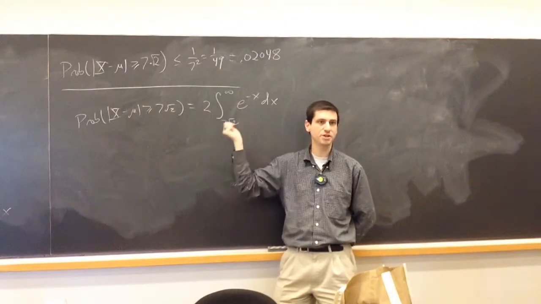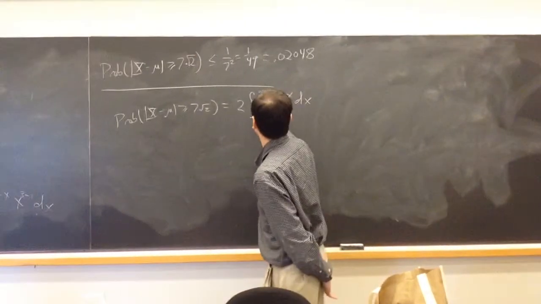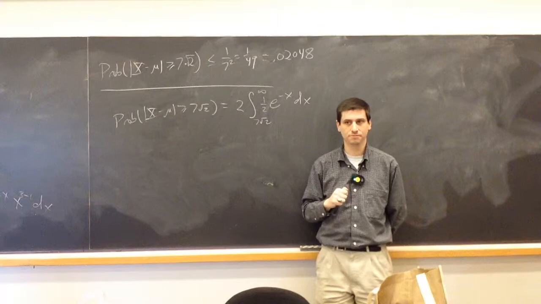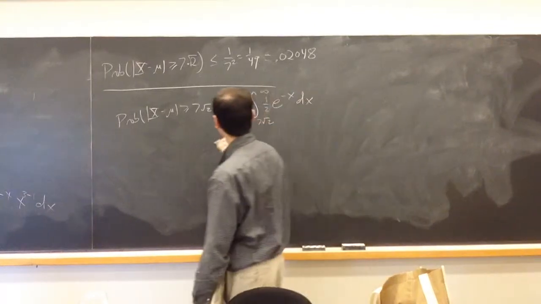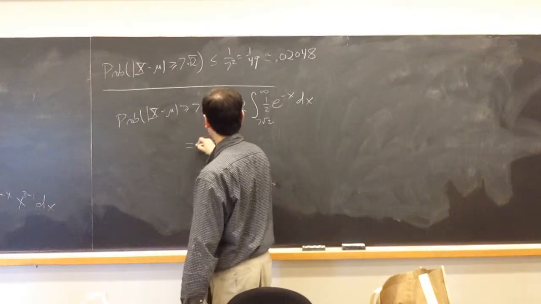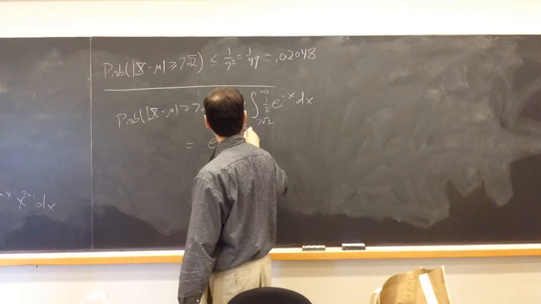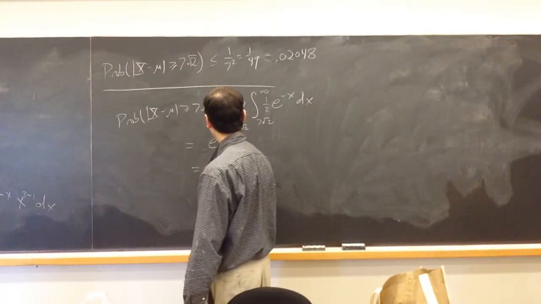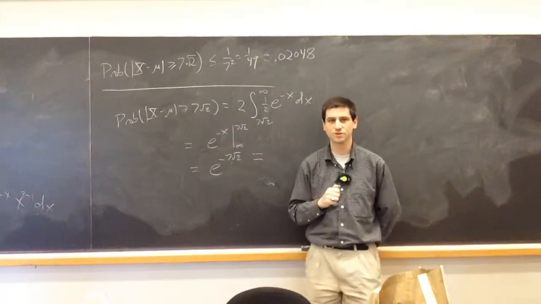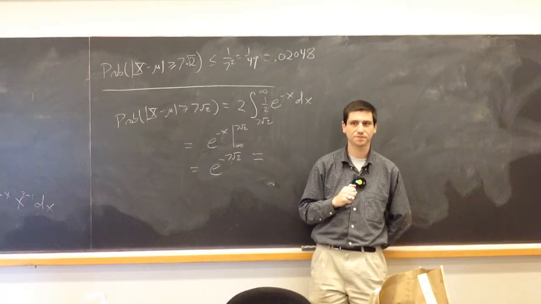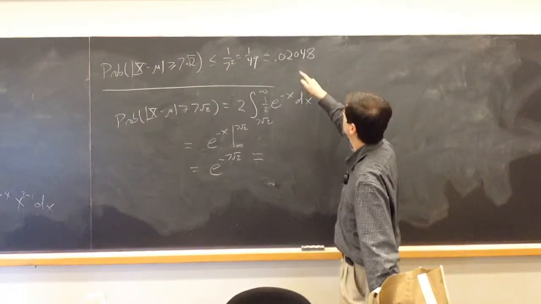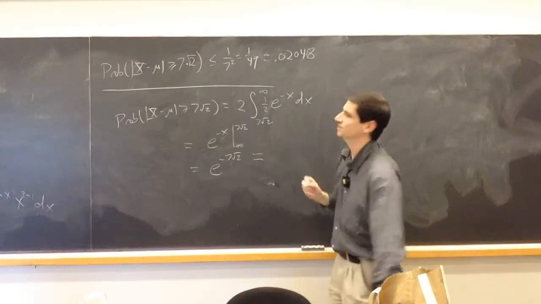Right? Because my probability distribution is symmetric, so I can just go, oh, and I have a factor of 1/2. So that's the actual probability. And let's just calculate it. So the 2's cancel, and now I integrate e to the minus x, I get e to the minus x. The minus sign flips the bounds of integration, 7 square roots of 2 and infinity, and I get e to the negative 7 square roots of 2. All right, can someone tell me what e to the negative 7 square roots of 2 is? It's 0.0204082. Oh, okay. Thank you.